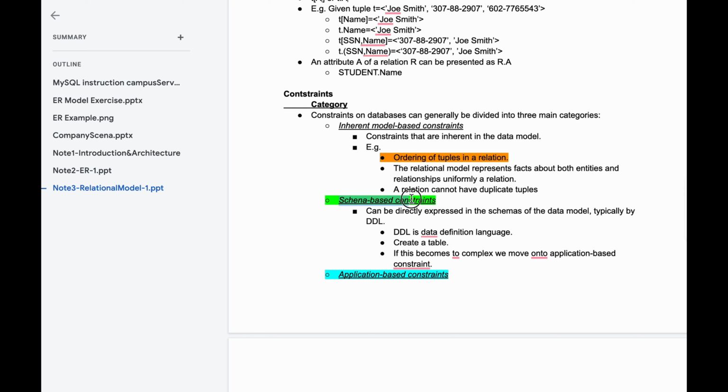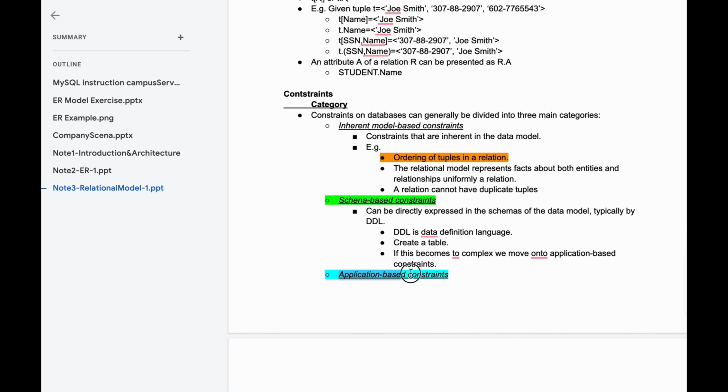Then we have our schema-based constraints. They can be directly expressed in the schemas in the data model, typically by DDL, and DDL is the data definition language. We're going to also create a table. If this is too complex for us, then we move on to application-based constraints.